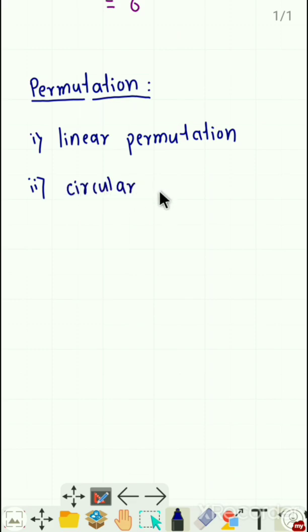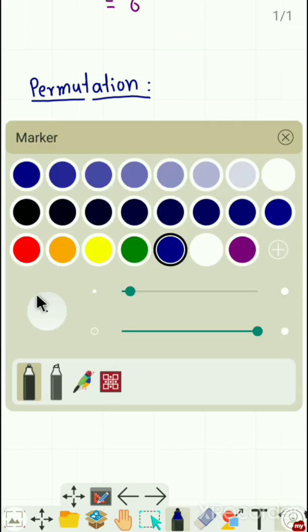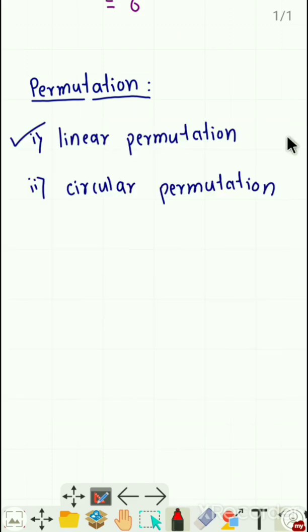But in this unit we will see only linear permutation. So permutation means arrangement of objects. Okay, let us take one example. Suppose we have three persons.